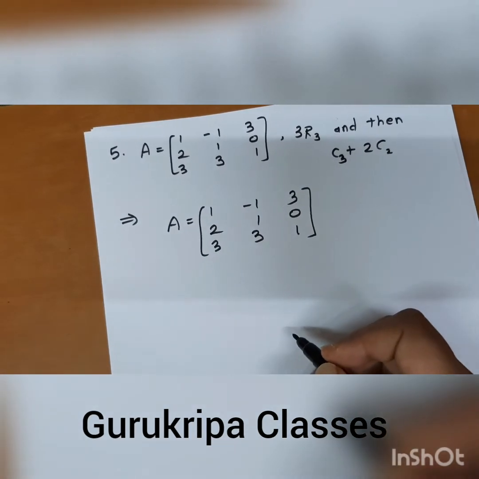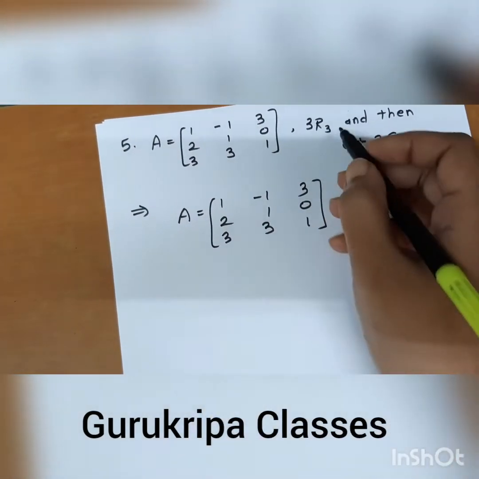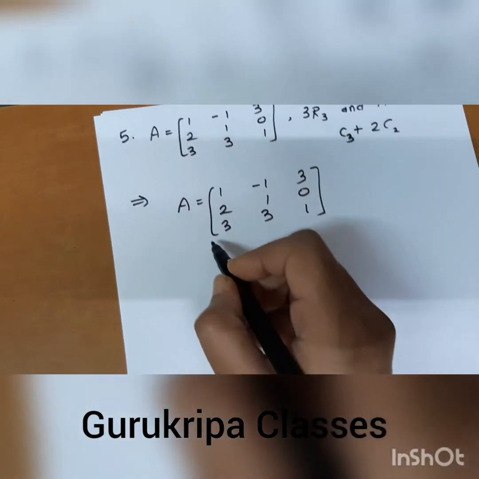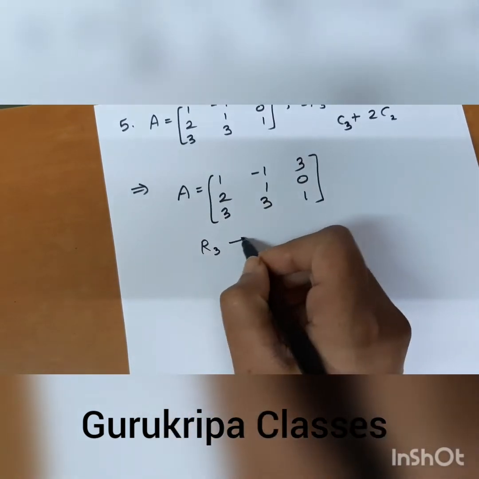So 3R3. In short, this is given as 3R3. That is nothing but R3 changed to 3R3.